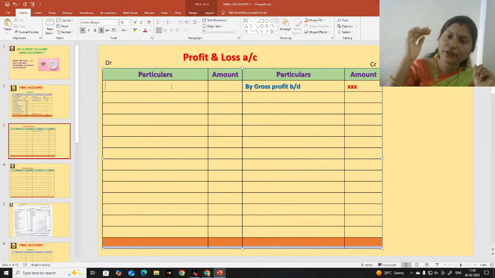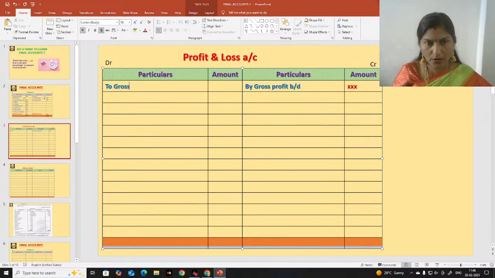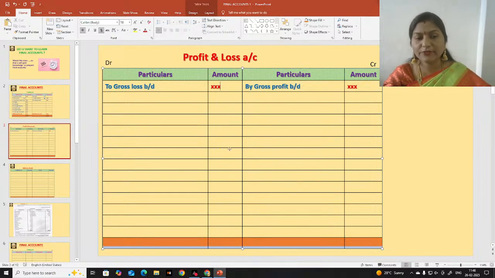And next, suppose if you get gross loss there, you should record it on the debit side here in the profit and loss account. Let me write here, debit side, to gross loss brought down. Amount column we should write the amount, whatever we are getting in the trading account, that should be recorded here. Hope this is clear for everyone.